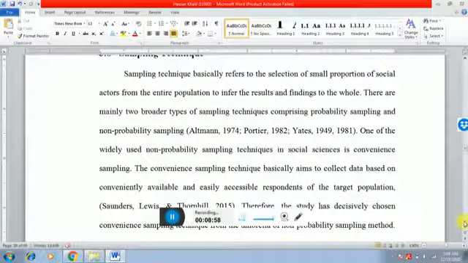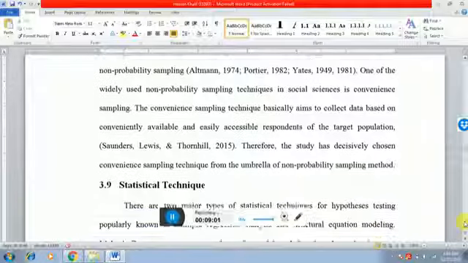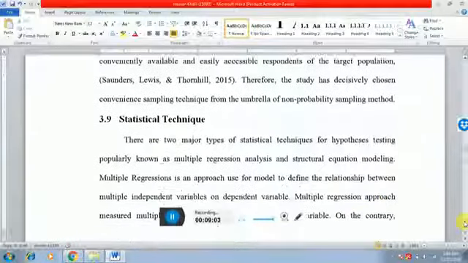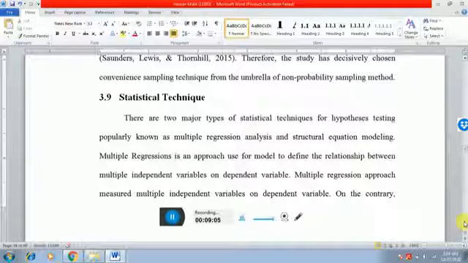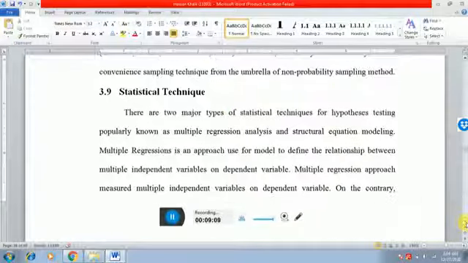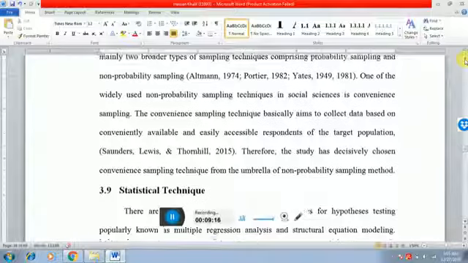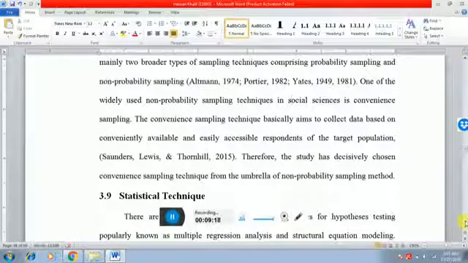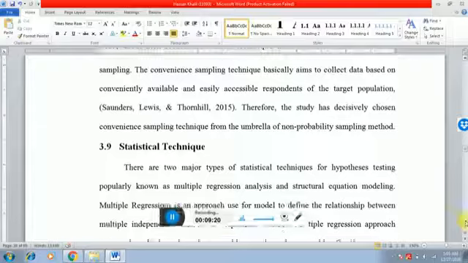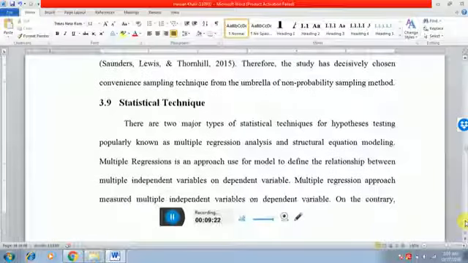So you have to think about what your target audience is. According to that, you have to write this heading. And obviously, before writing your technique, you have to first explain that there are two types of sampling techniques, probability and non-probability, and these are the types of non-probability sampling, and so on. After this, there is a heading of statistical technique.